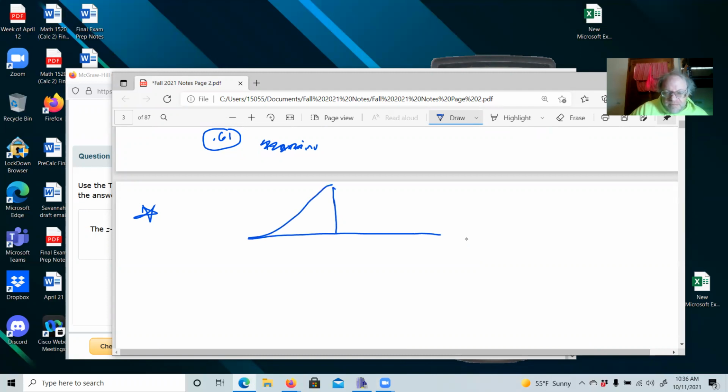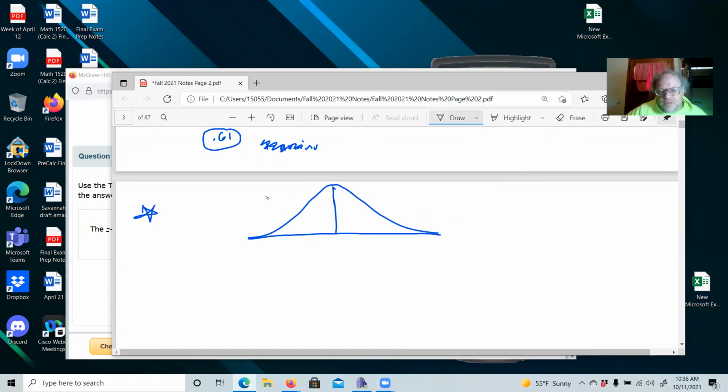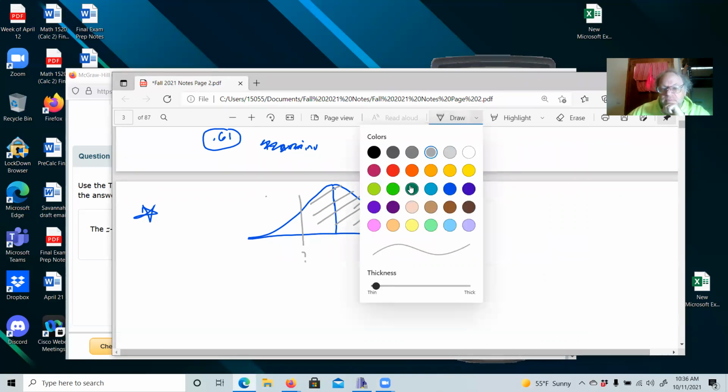Let's draw what's going on. We'll use gray, maybe use gray for a while. What I want to do, right? They said the middle 80%. Here, this is 80% or 0.80. And we have to figure out what's this and what's that. What are we going to figure out? How much is left?